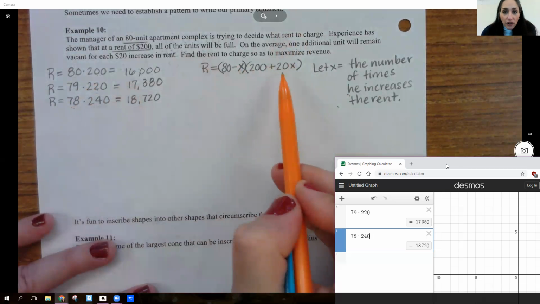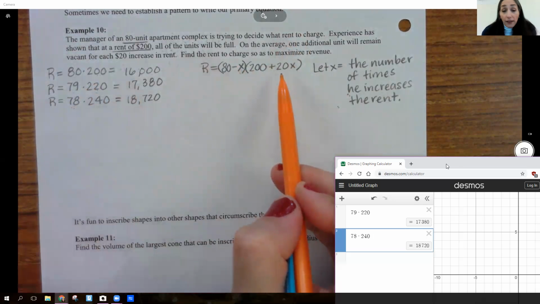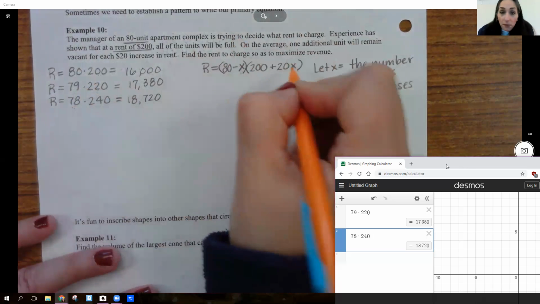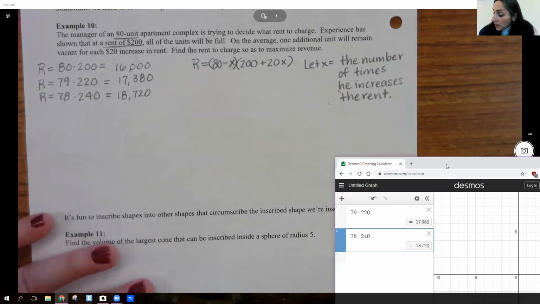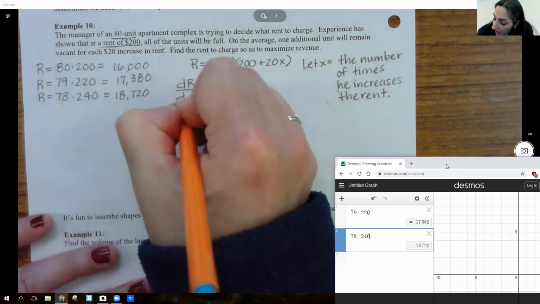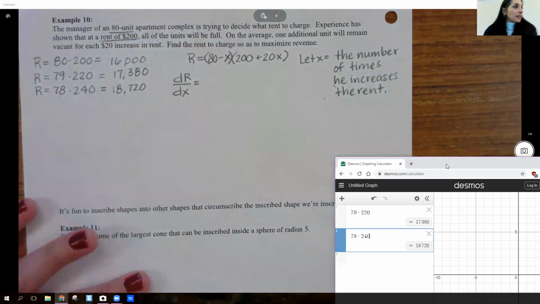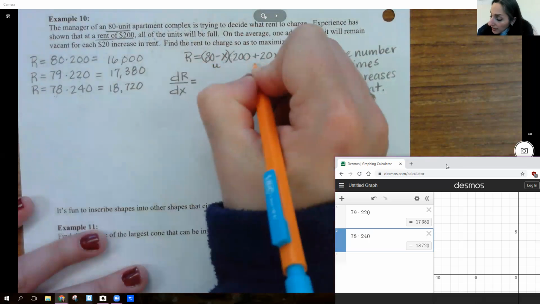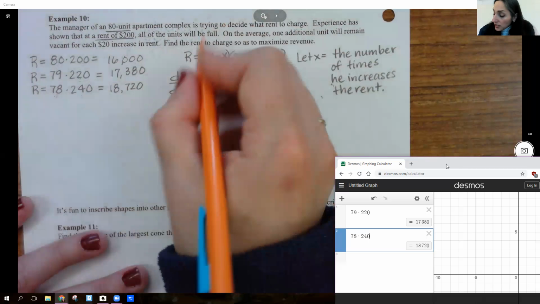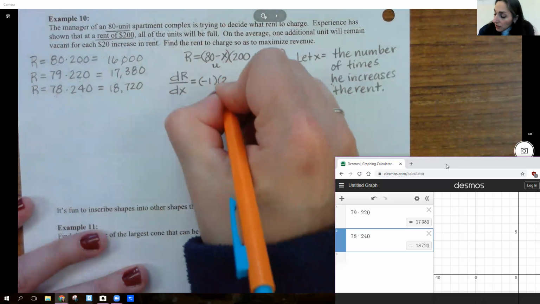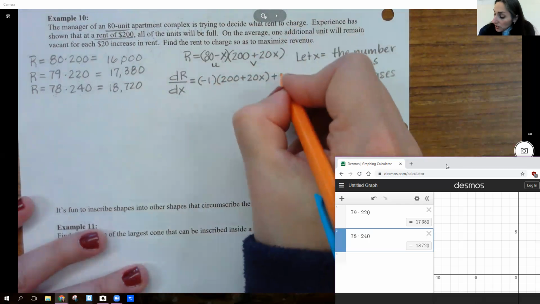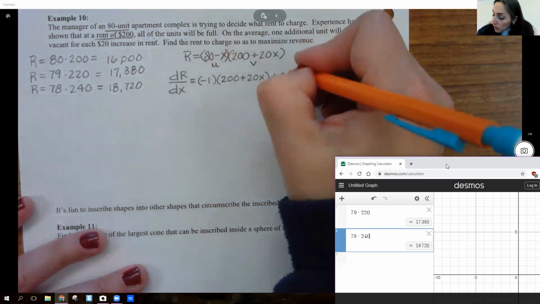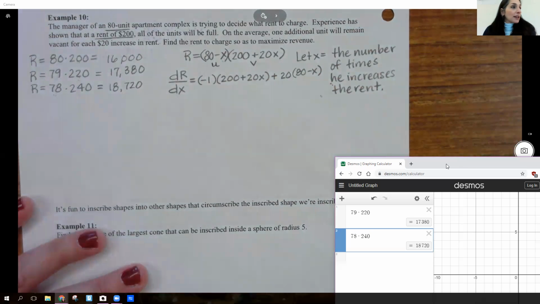Now, this we can graph, or even better, we can use calculus and take the derivative and find a maximum, okay? So that's what I'm going to do. Actually, I'm not going to multiply this out. I think we will use the product rule for this. So we're going to take the derivative, dR/dx. We haven't used product rule in a while, so might as well practice it a little bit. Remember, this is u and this is v. So we're going to do u prime, which is -1, times v, 200 plus 20x, plus v prime, which is 20, times u, which is 80 minus x, like that.